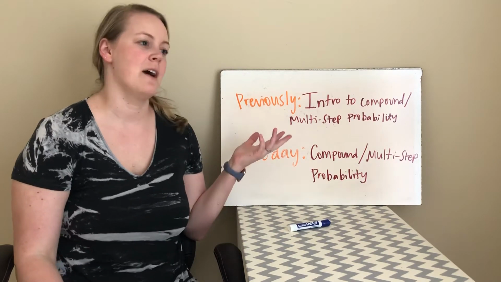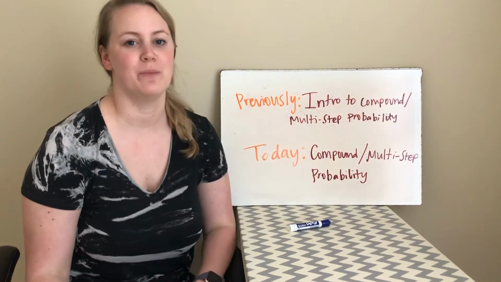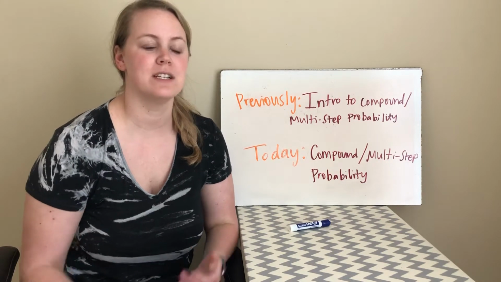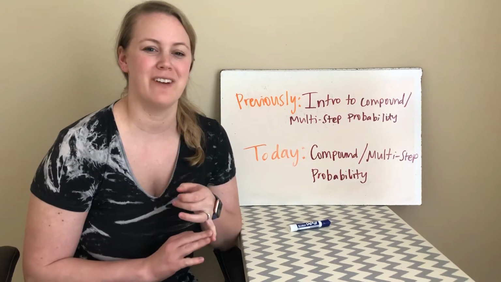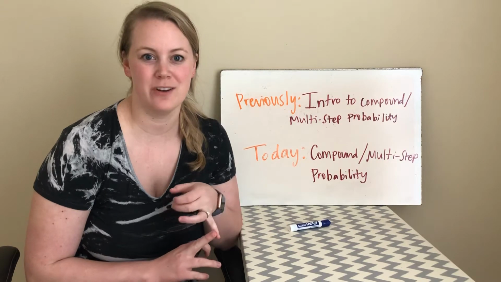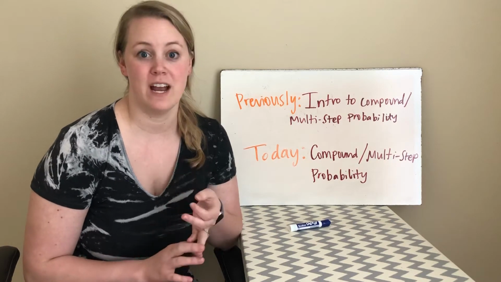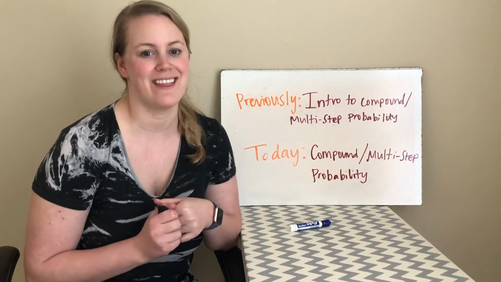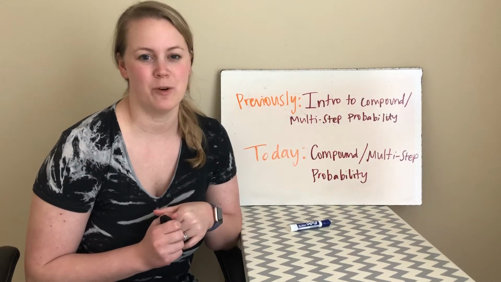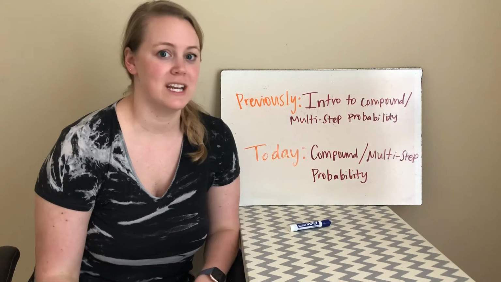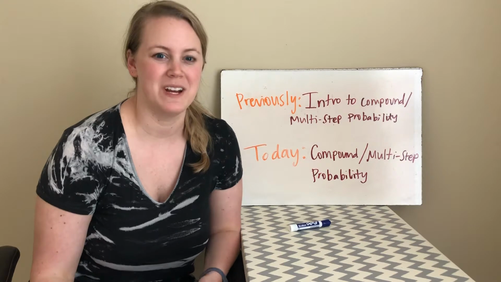Previously we had an introduction to compound and multi-step probability. This is where I showed you how to find how many total outcomes there are and how to find the sample space using a list, a tree diagram, or a table. Today we're actually going to get into the actual probability.